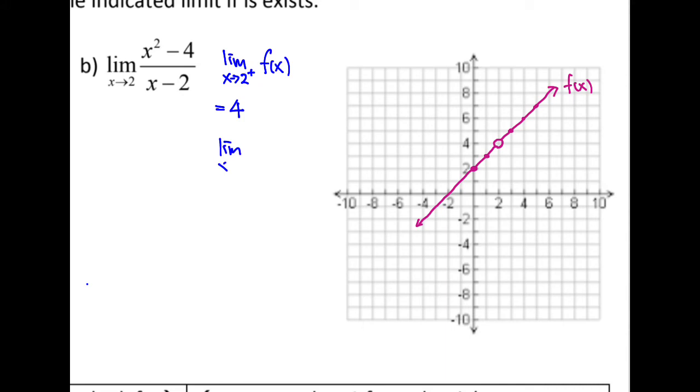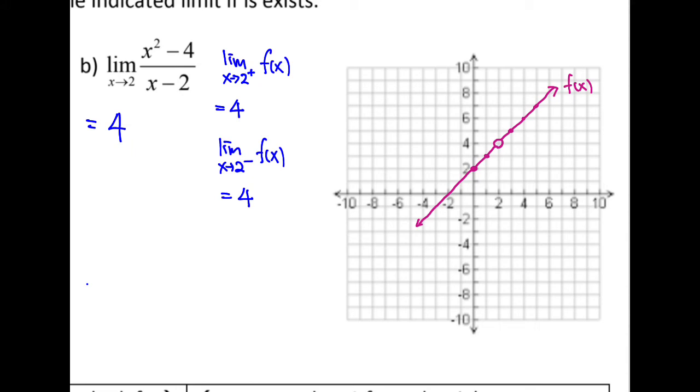The limit as x approaches 2 from the left will be here. And as we get closer and closer to x equals 2 from the left, you see your y value is getting closer and closer to 4 again. So therefore, when x approaches 2, your y value is getting closer to 4. That's called the limit, because the right-hand side limit and the left-hand side limit both have the same constant.